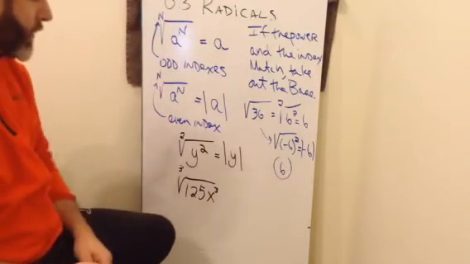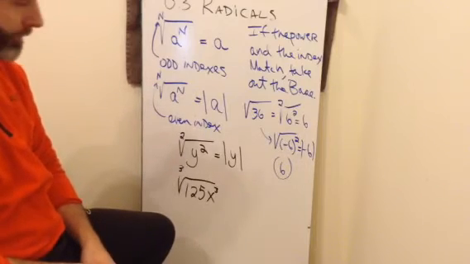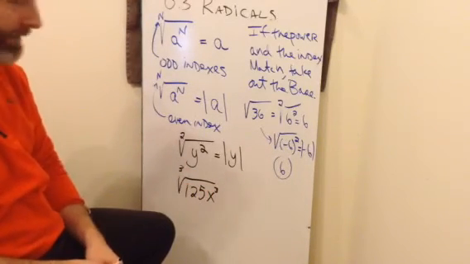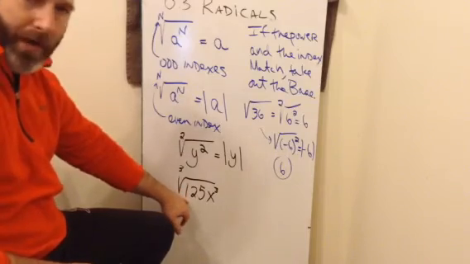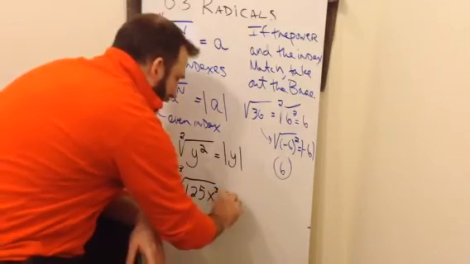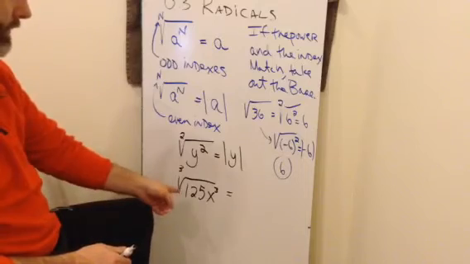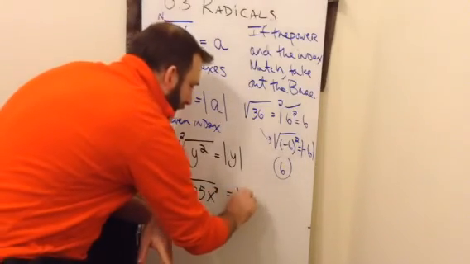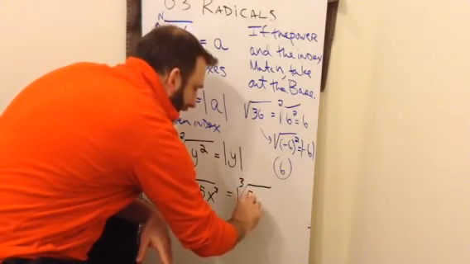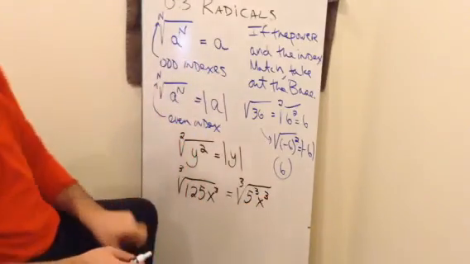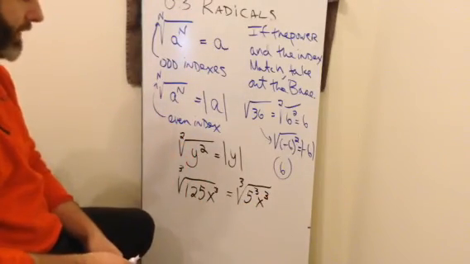What about the cube root of 125 x cubed? Well, that power already matches the index, so I know I'm going to be able to take out the x. 125, I'm going to have to think about. If it ends in 5 or 0, there's probably a 5 in it. It could be written as 5 cubed times x cubed. 5 times 5 is 25, times 5 is 125.